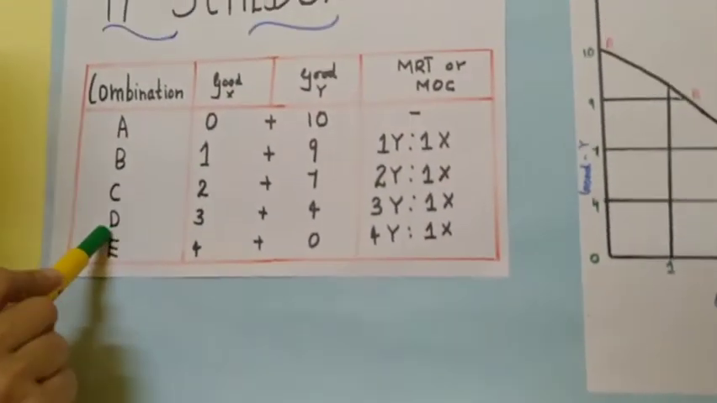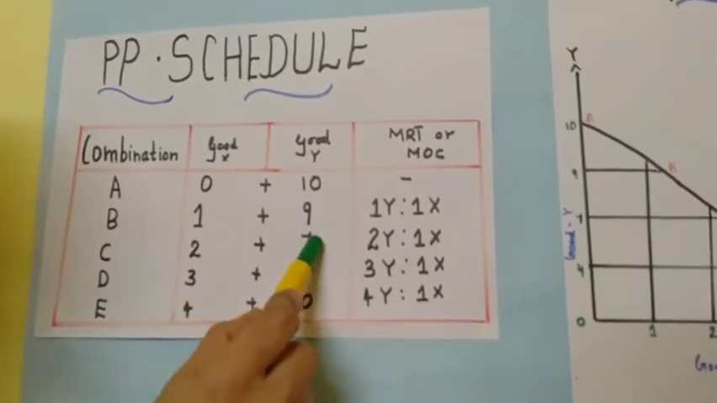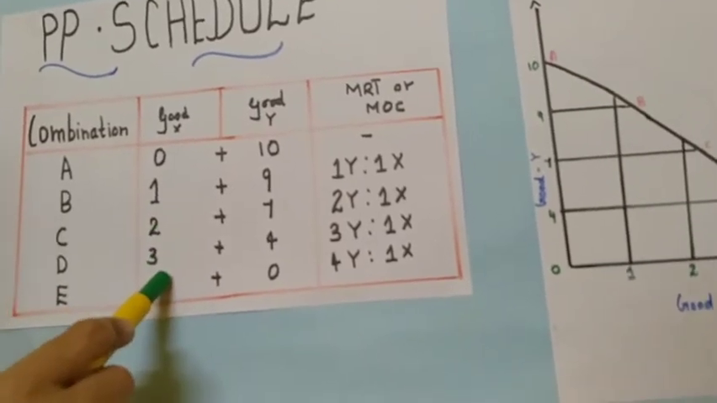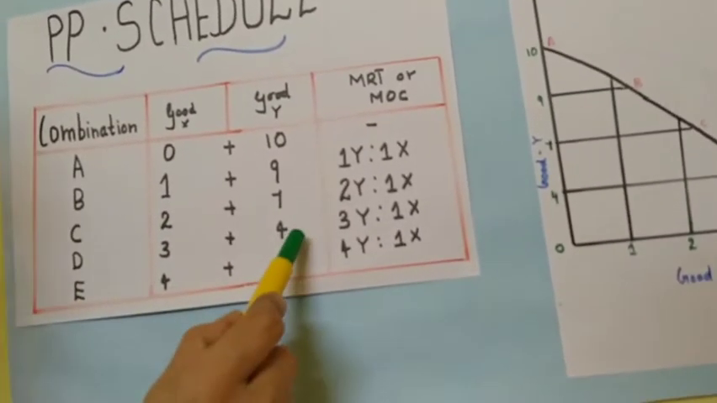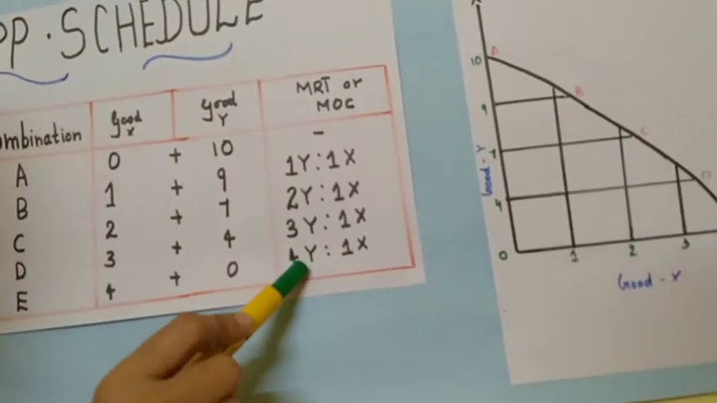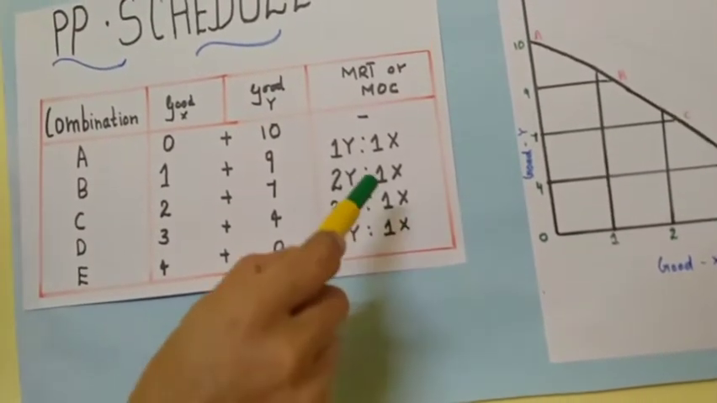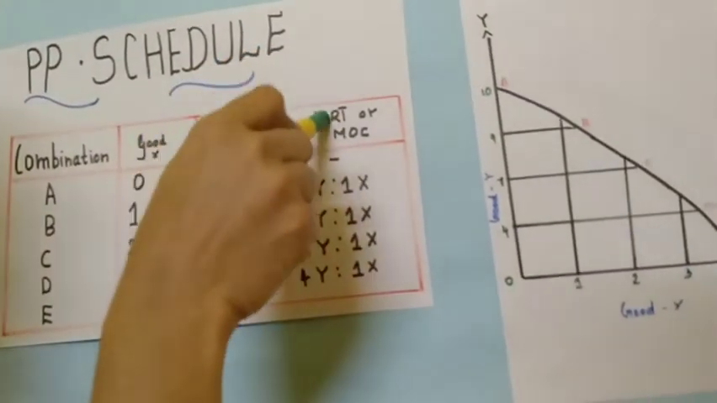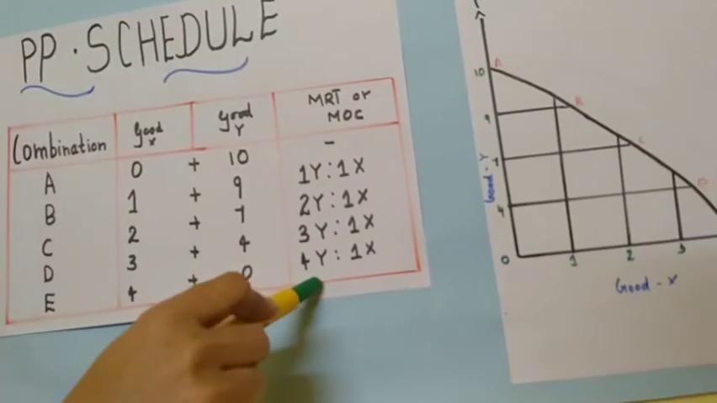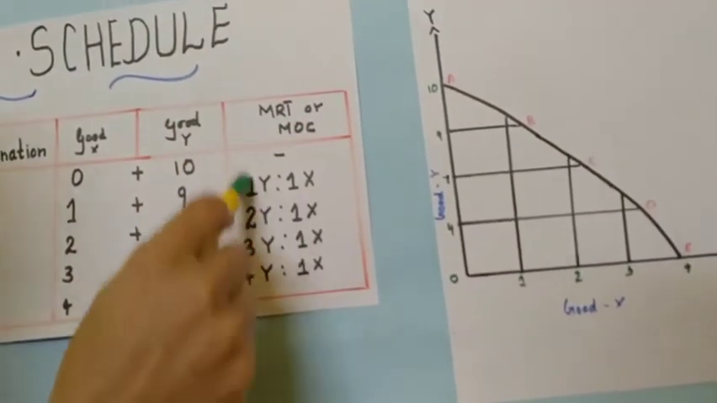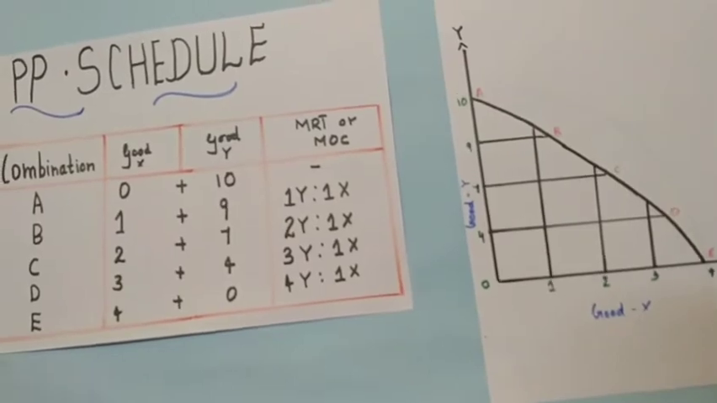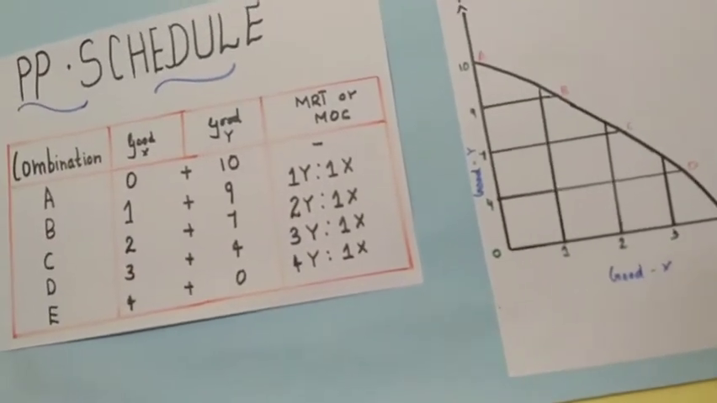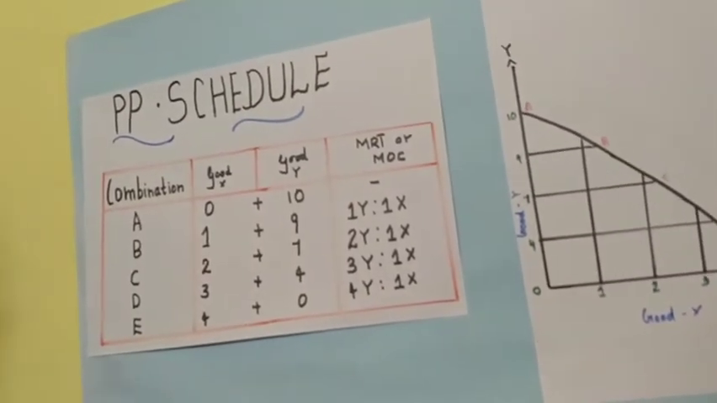What about combination D? We are sacrificing 3 units of Y for 1 unit of X. At combination E, we are sacrificing 4 units of Y to produce 1 more unit of X. Here, in this example, we can see that MOC or MRT is increasing. When MRT and MOC are increasing, then the PPC will be concave to the origin, or it will be downward sloping from left to right.